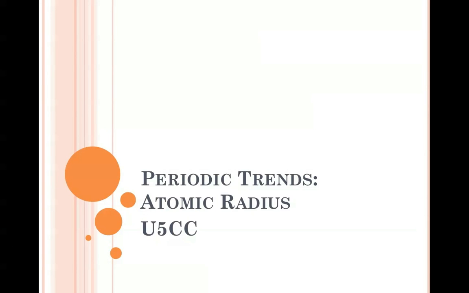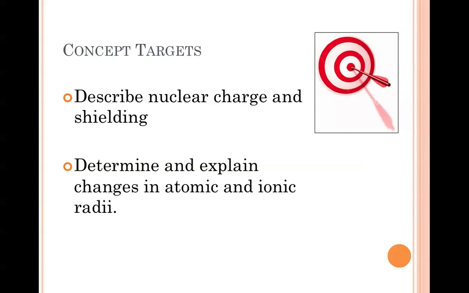In Concept C, we're going to be focusing on our first set of periodic trends. We're going to be looking at atomic radius. So by the end of this lesson and in class, you should be able to describe nuclear charge, specifically effective nuclear charge, and also shielding, which involves electrons in the nucleus. You also should be able to determine and explain changes in atomic radii as well as ionic radii.